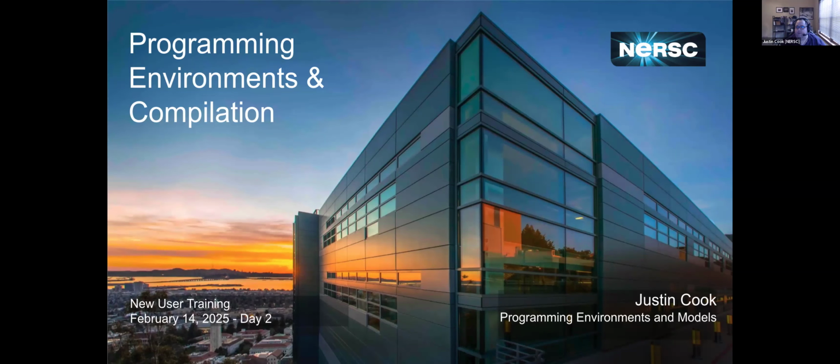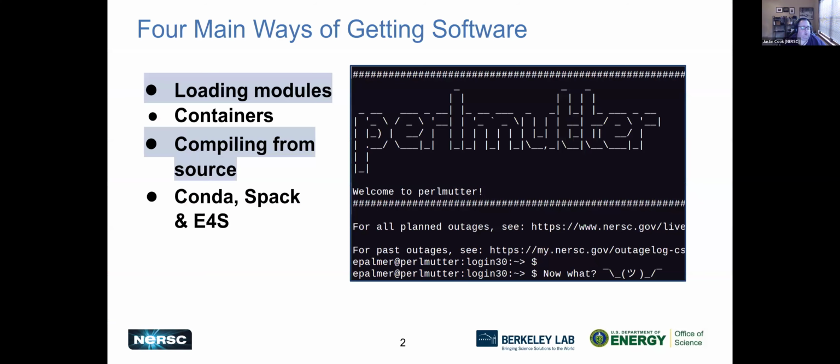I work in the Programming Environments and Models group, and today we're going to talk about programming environments and compilation on Perlmutter. There are four main ways of getting software on Perlmutter. Once you've logged in and you don't really know what to do, these are the four ways that you can figure out where you're going to get your software from so that you can do your science.